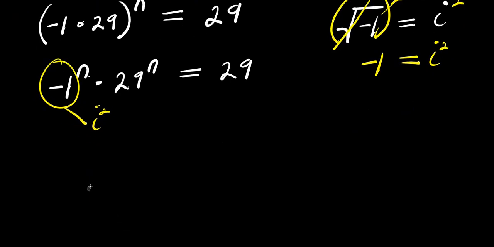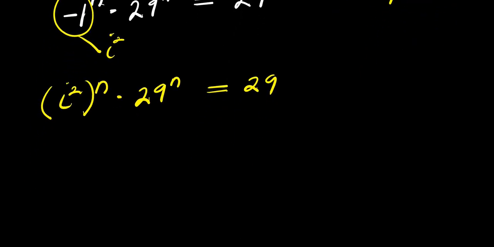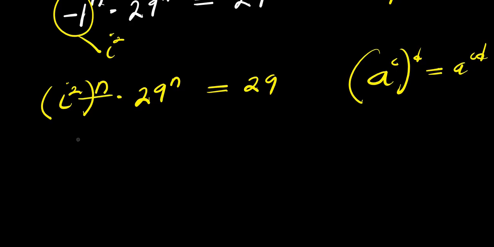So I'm going to have i^2, and this is raised to the power of n, times 29 raised to the power of n, equals 29. Now, let's consider this identity. If you have a^c raised to the power of d, this equals a^(c times d). So multiplying this out, I'm going to have i^(2n) times 29^n equals 29.